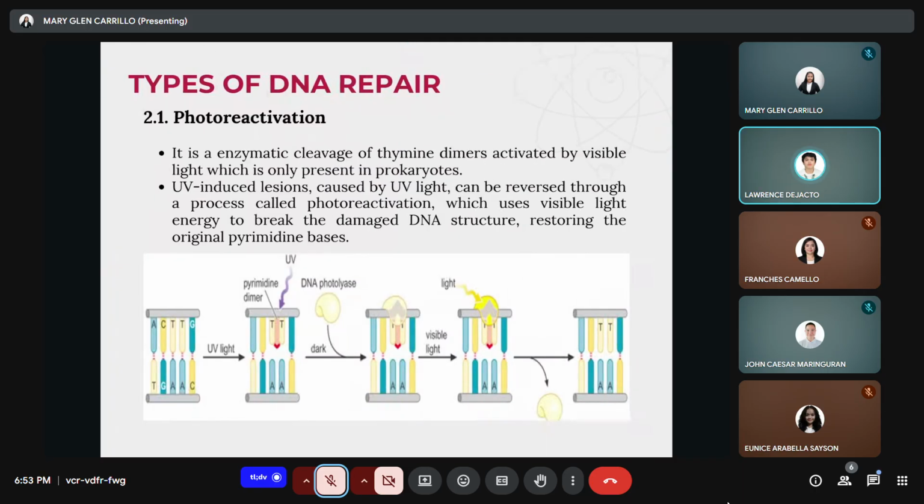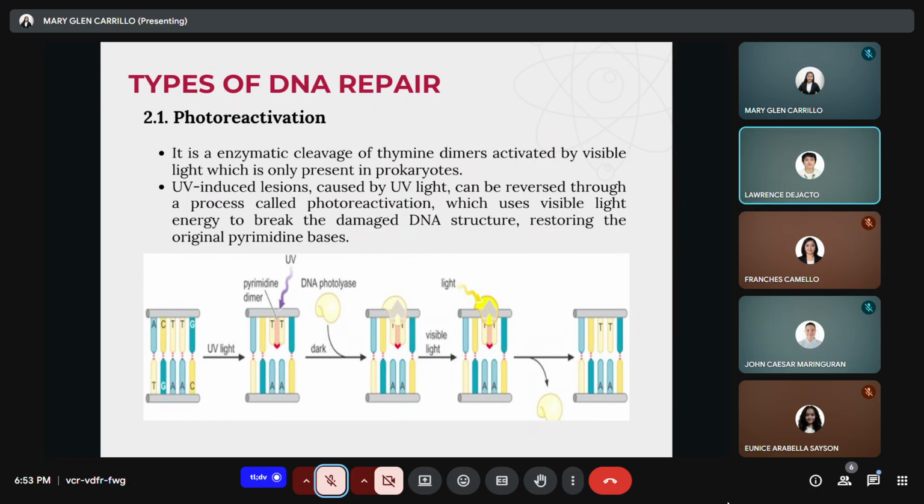So first is the photoreactivation. So what is photoreactivation? It is an enzymatic cleavage of thymine dimers activated by visible light, which is only present in the prokaryotes. So it is a UV-induced lesion caused by UV light that can be reversed through a process called photoreactivation, which uses visible light energy to break the damaged DNA structure, restoring the original pyrimidine bases.